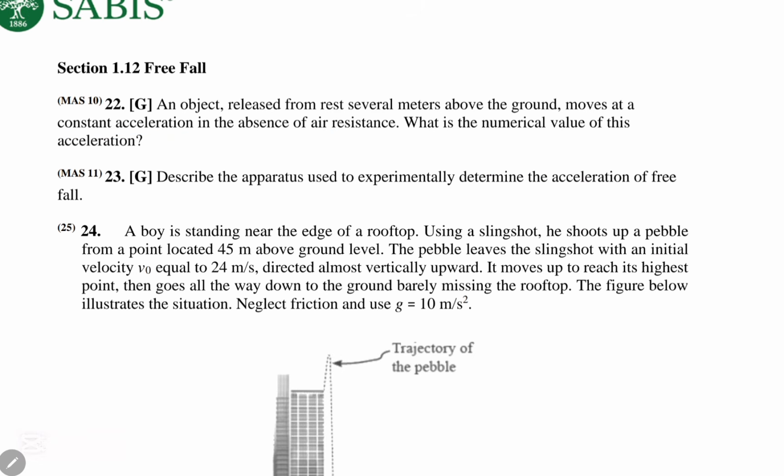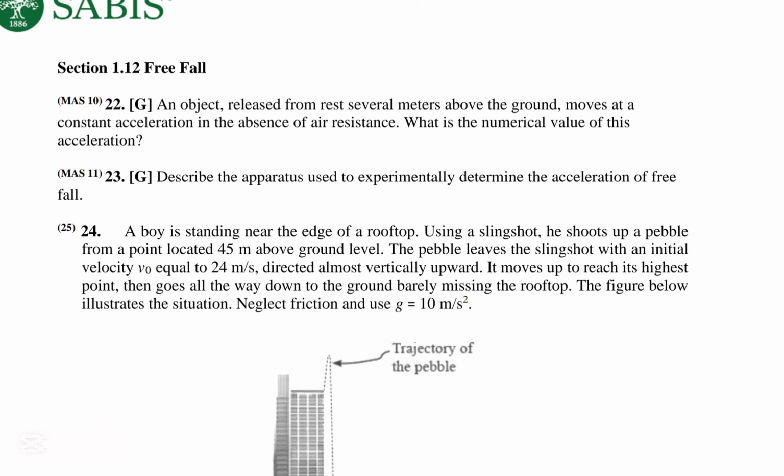Now, 23, describe the apparatus used to experimentally determine the acceleration of free fall. First of all, we need a steel ball. This is going to be our subject that's going to drop, and we're going to calculate its acceleration of free fall. I'll just list all of the apparatus and I'll explain what happens. We need a steel ball, electromagnet, trapdoor, an electronic timer connected to the electromagnet and the trapdoor, and a ruler to measure the distance between the electromagnet and the trapdoor.